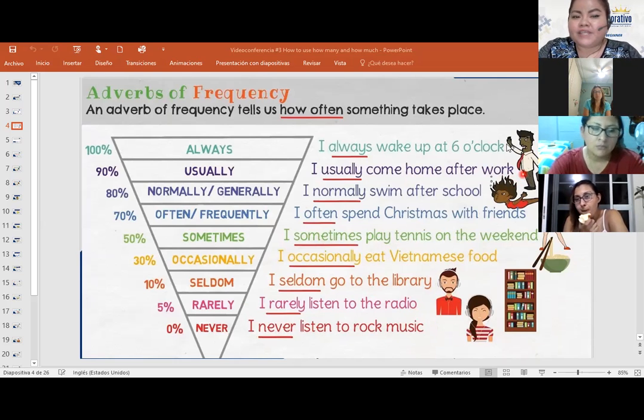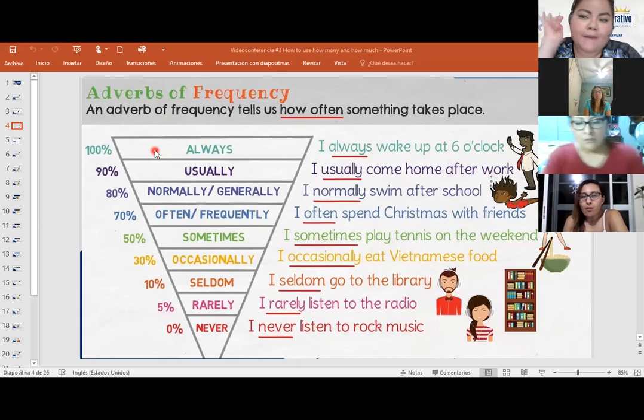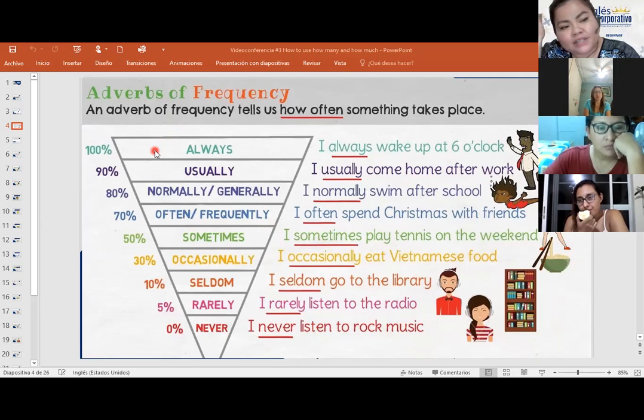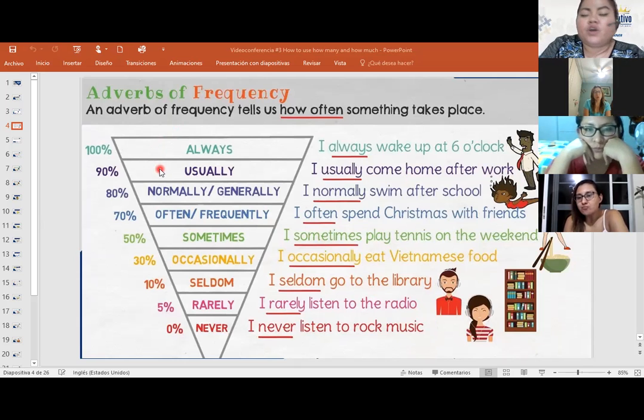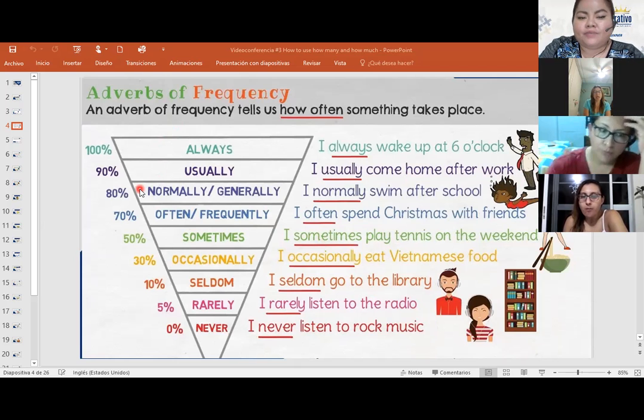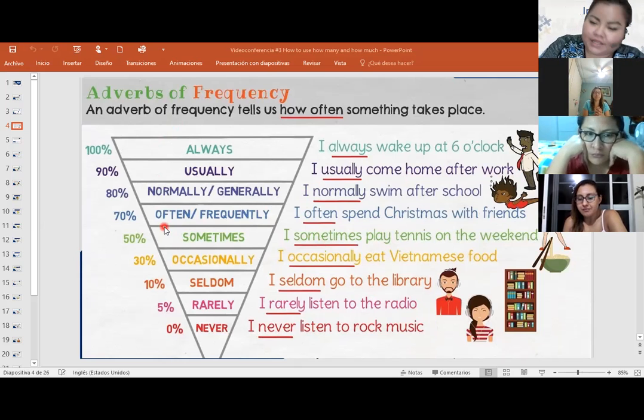Now, we have this. I will repeat the pronunciation of the adverbs of frequency. Please listen to me, right? I'm gonna do my best, because we're gonna be using them. Vamos a utilizar ese día. Always, usually, normally, generally, often. Some people will say often. It's correct. Cualquiera que le salga mejor a ustedes, okay? Frequently, sometimes, occasionally, seldom, rarely, never, okay?